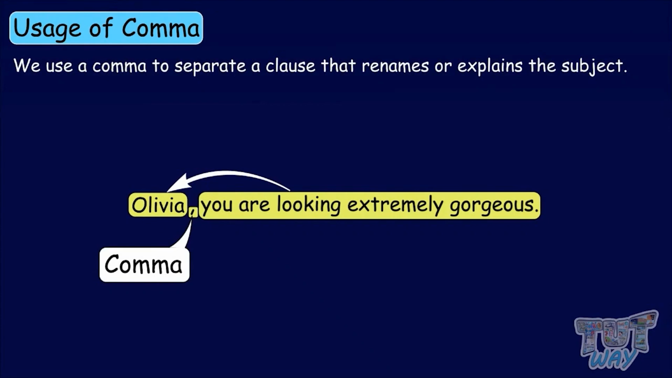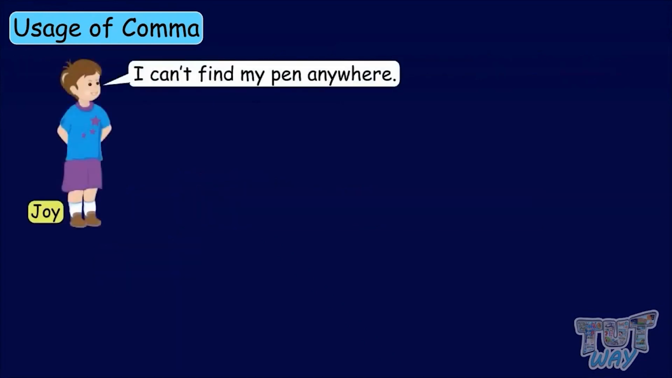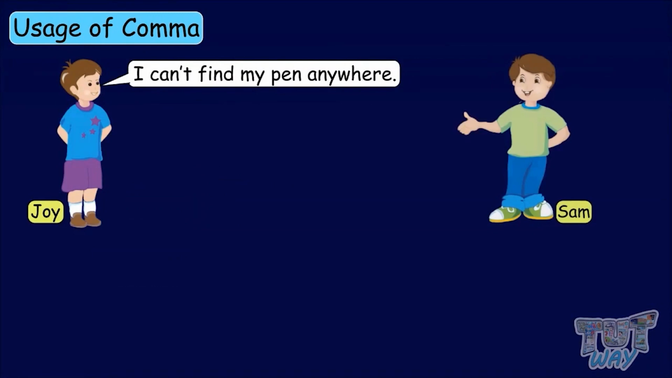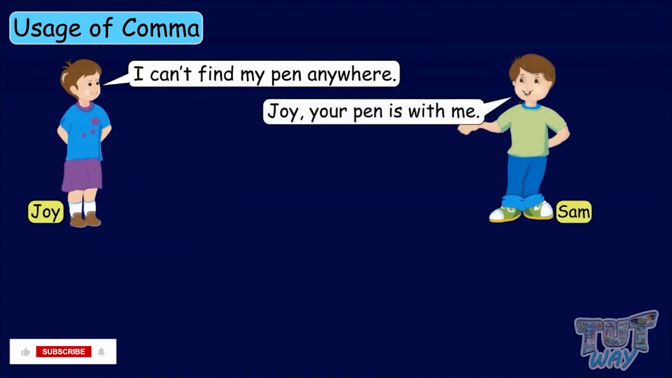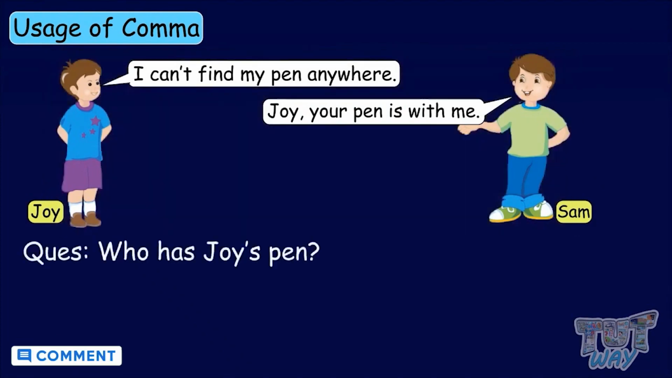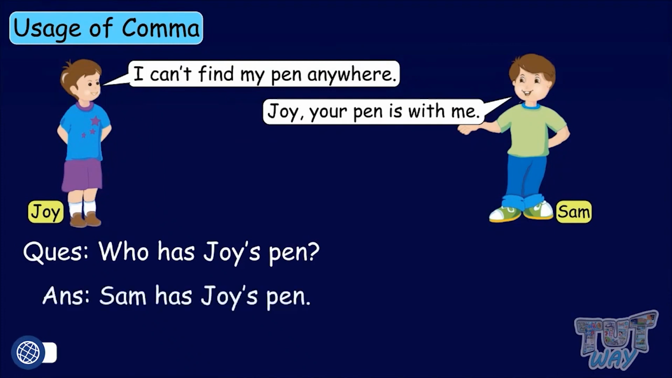Based on what we have learned about the concept of comma, we have some sentences and we have to answer the question. I can't find my pen anywhere. Joy, your pen is with me. According to these sentences of the conversation of Joy and Sam, who has Joy's pen? Sam has Joy's pen.